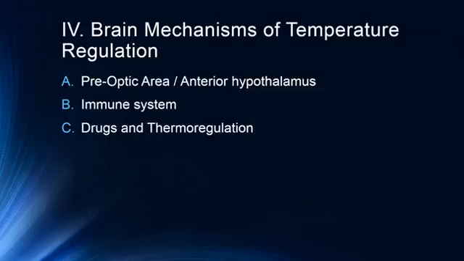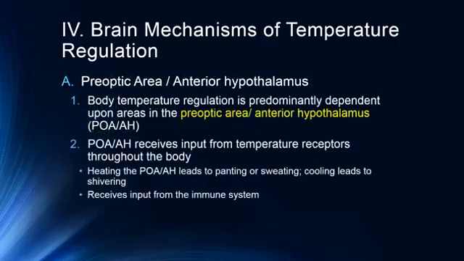So there are some obviously brain mechanisms that control temperature regulation. We'll talk about the preoptic area and the anterior hypothalamus, talk a little bit about the immune system, and then finish up with drugs and thermoregulation. The preoptic area and the anterior hypothalamus are areas particularly important for temperature regulation, so it's predominantly dependent on those areas.